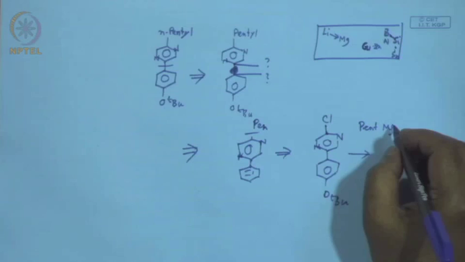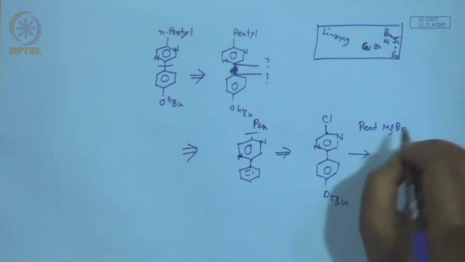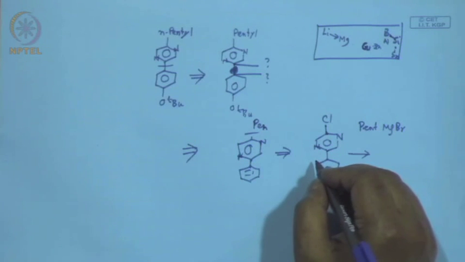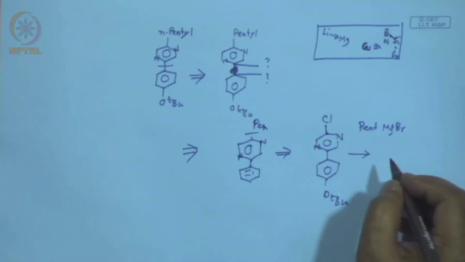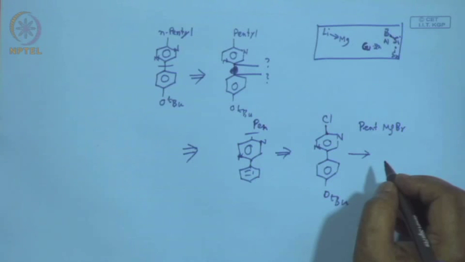So that means pentyl magnesium. In this example, they have used magnesium bromide. Okay. What next? You have to choose the right catalyst. What is the catalyst?